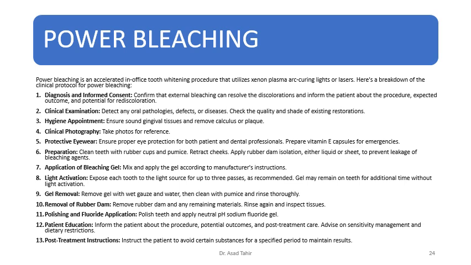Preparation. Clean teeth with rubber cups and pumice. Retract cheeks. Apply rubber dam isolation, either liquid or heat, to prevent leakage of bleaching agents. Application of bleaching gel. Mix and apply the gel according to manufacturer's instructions. Light activation. Expose each tooth to the light source for up to 3 passes, as recommended. Gel may remain on teeth for additional time without light activation.